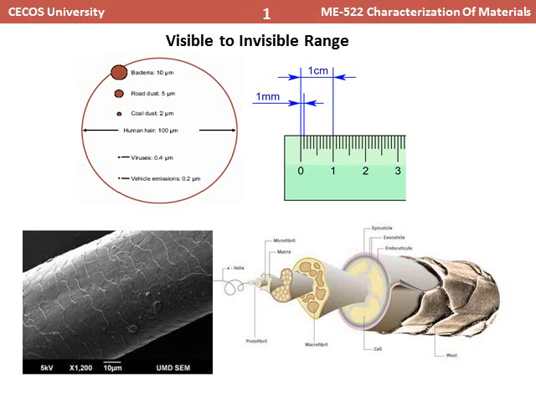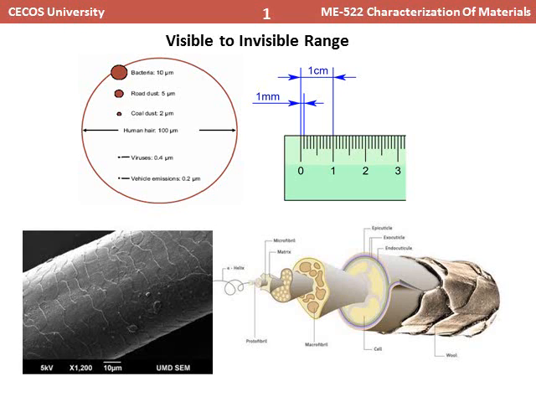Similarly, the road dust particles, it is nearly impossible for us to see them, so they are in the range of 5 micrometers. Similarly, the coal dust particles, they are nearly about 2 micrometer. They are floating in the air because of their lightweight.